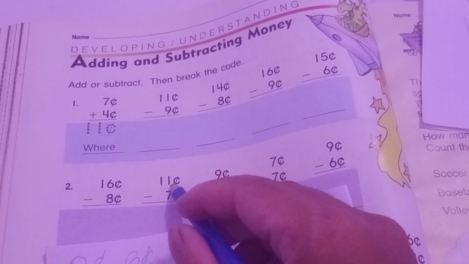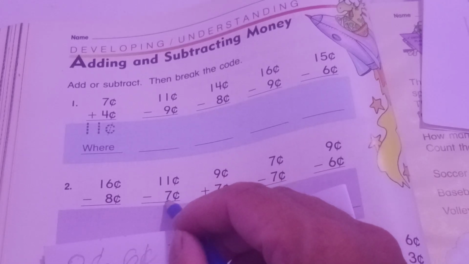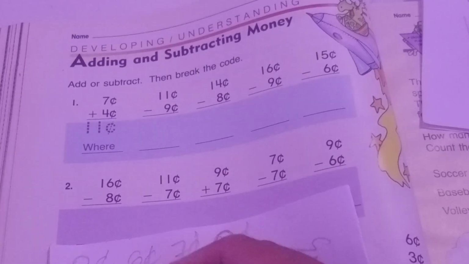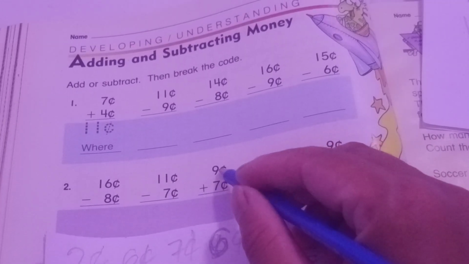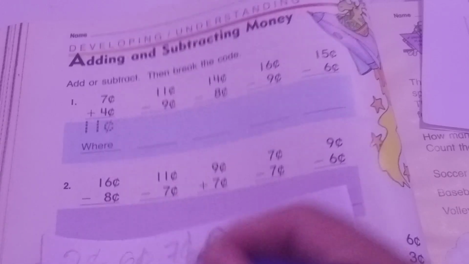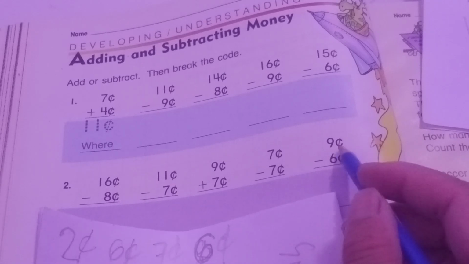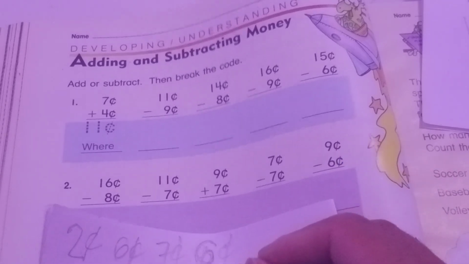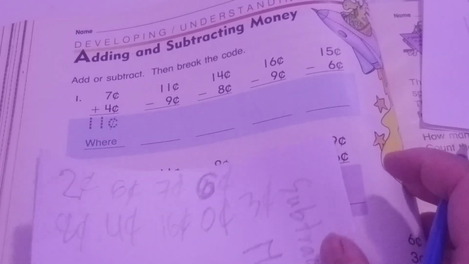And 11 minus 7 equals 4. 9 plus 7 equals 16. And 7 minus 7 equals 0. And 9 minus 6 equals 3 cents. Okay. So now 3.